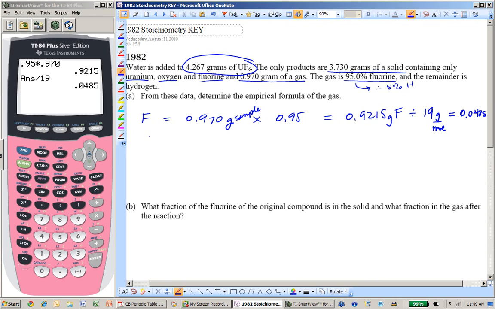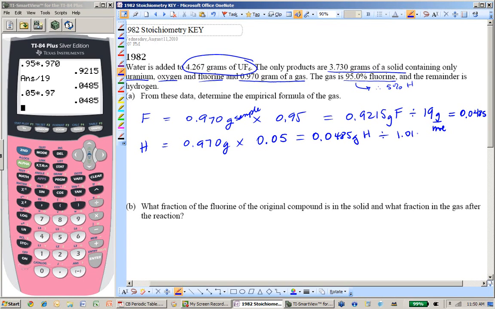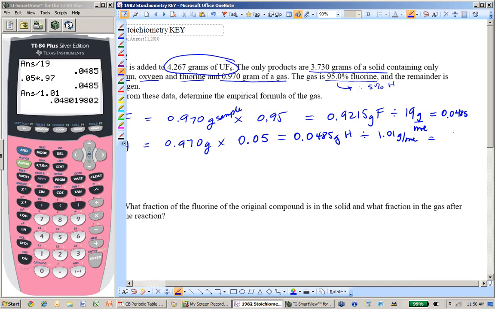I'm not worried about sig figs in this problem at the moment because ultimately my answer is going to be an empirical formula. Let's do the same thing for hydrogen. So that means that same 0.970 grams of sample times the fact that it's 0.05, which is 5%, hydrogen, gives us 0.0485 grams of hydrogen divided by 1.01 grams per mole gives us 0.048, which is really close to 0.0485.